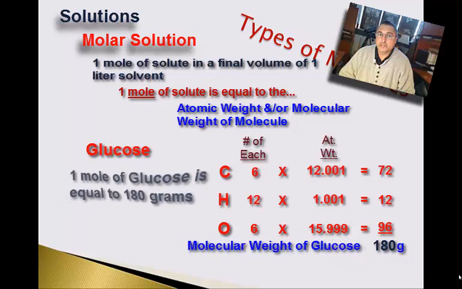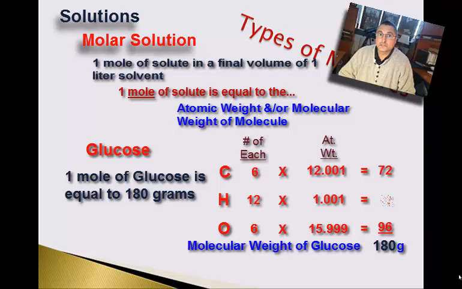Now, if I say that 180 grams is equal to 1 mole of glucose, and I want to make a 1 molar solution, then what I would do is weigh out 180 grams of glucose. Again, it's a compound, so I can get it off my chemical shelf. And I would add it to a final volume of 1 liter of water to get a 1 molar solution.